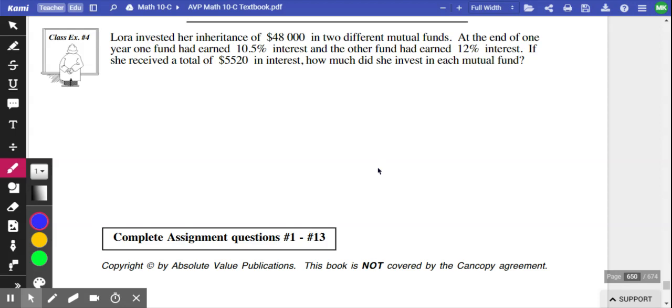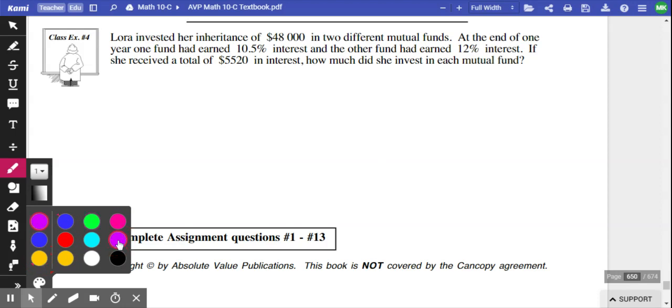At the end of 1 year, she had earned 10.5% interest, and the other fund had earned 12% interest. Both of those are very good gains in life. If she received a total of $5,520 in interest, how much did she invest in each mutual fund? It's like, holy smokes, right? This question's a little extreme, a little over the top.